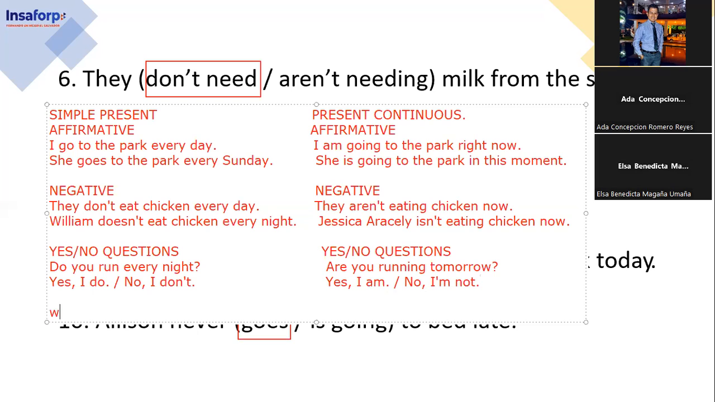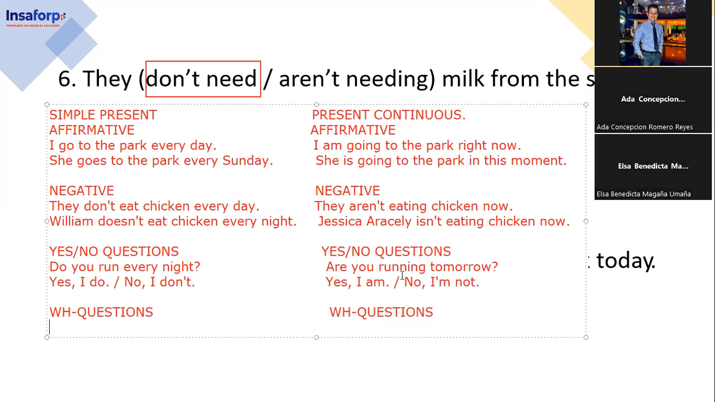But then with WH questions, or information questions, if you want to say. WH questions. Okay, and I say, where do you play every Saturday? Yes, every Saturday.